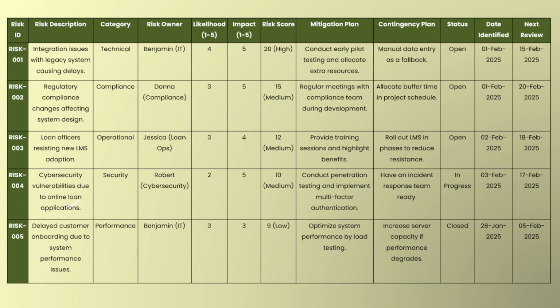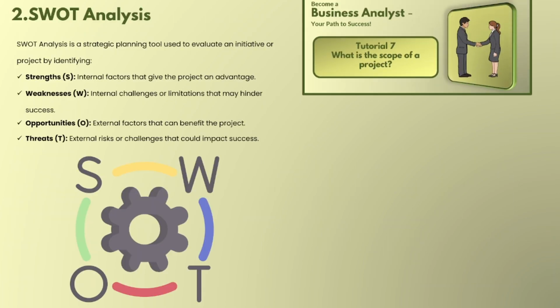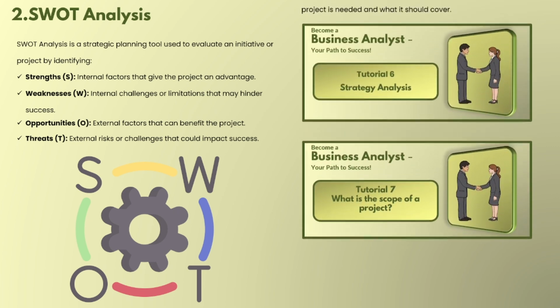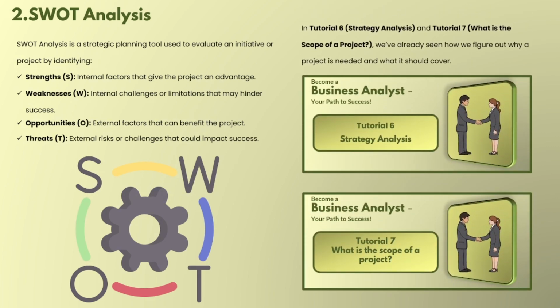Now let's move to another technique which we will use to identify risks, and that is SWOT analysis. SWOT analysis is a kind of generic technique. It is used everywhere, right from the start of the project till the end. At various phases we can use SWOT analysis. Here we are using it for risk identification. SWOT analysis is a strategic planning tool used to evaluate an initiative or project, identifying S for strengths, internal factors that give the project an advantage.